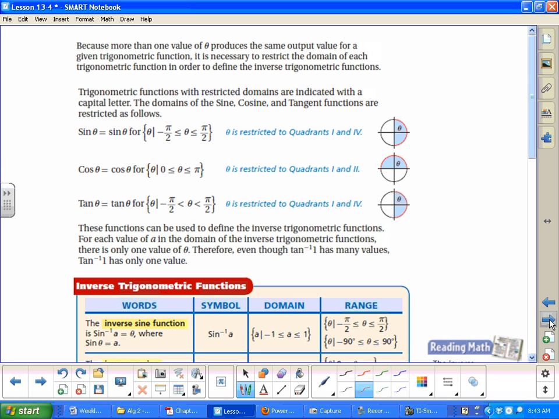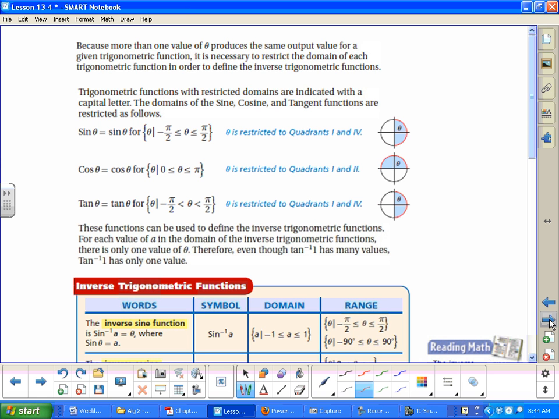All right. Now, with that being said, for us to be able to make the inverses of sine, cosine, and tangent into functions, we have to restrict their domain. And so we have to restrict their domain so that it involves all possible values, so positive and negative ones. Because more than one value of theta produces the same output value for a given trig function, it's necessary to restrict the domain of each trigonometric function in order to define the inverse trigonometric functions.